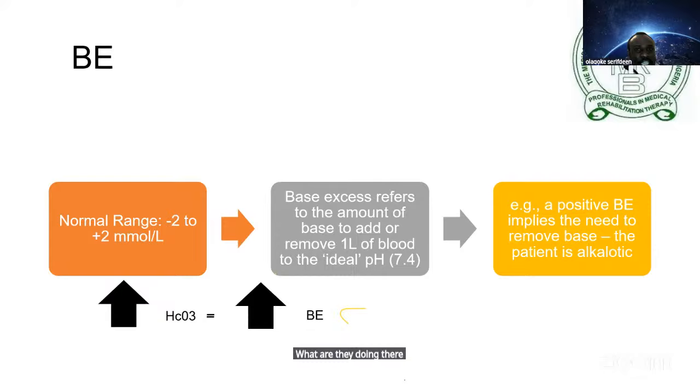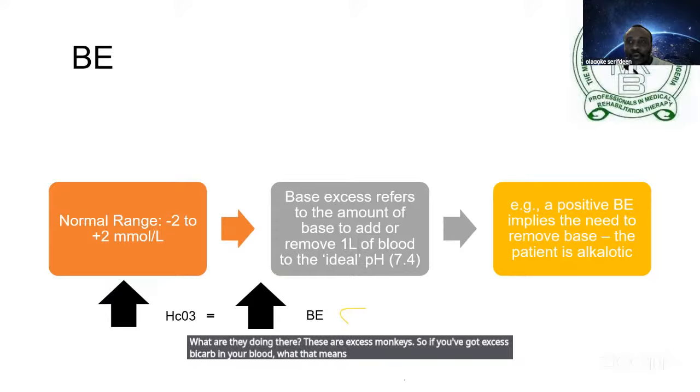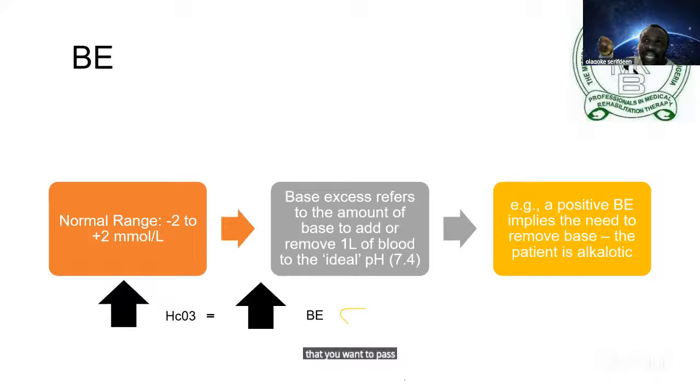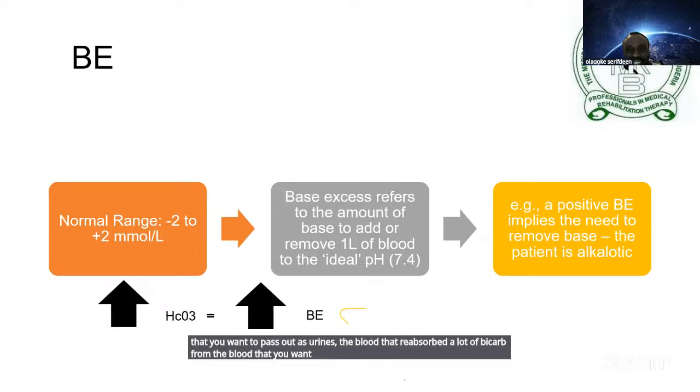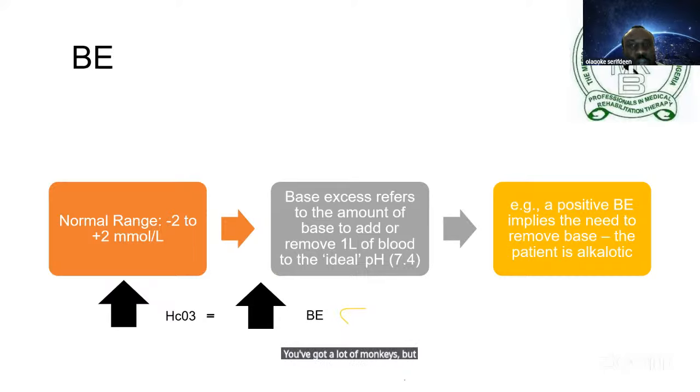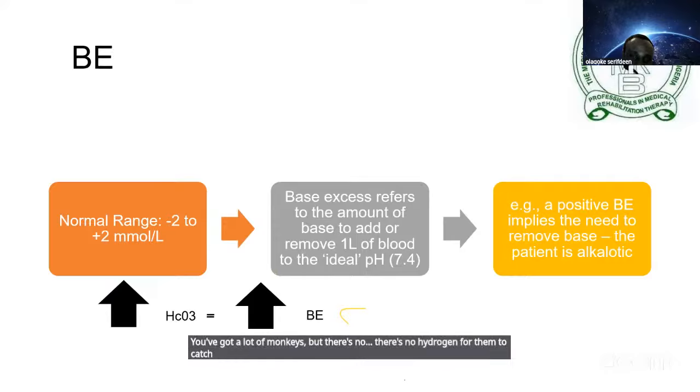These are excess monkeys. So if you've got excess bicarb in your blood, it means you've got excess base in your blood. What could be the reasons? It could be that your kidneys have reabsorbed a lot of bicarb into your blood that you would want to get rid of as urine. It could also be because you've got fewer hydrogen ions in your blood. You've got a lot of monkeys, but there's no hydrogen for them to catch. It could be because of that.